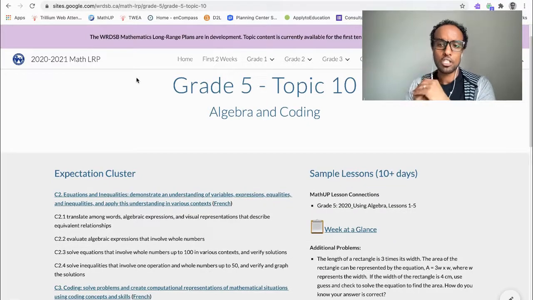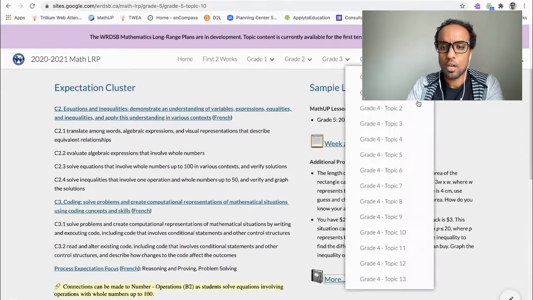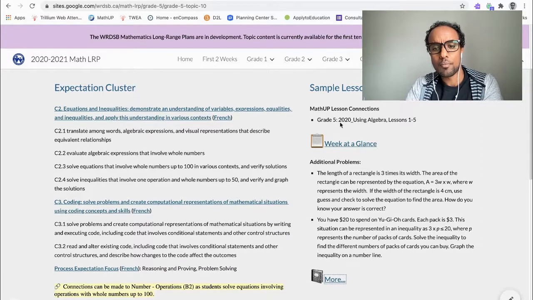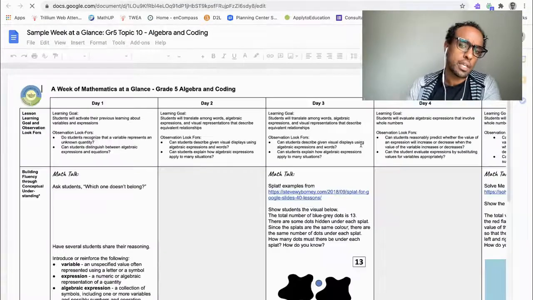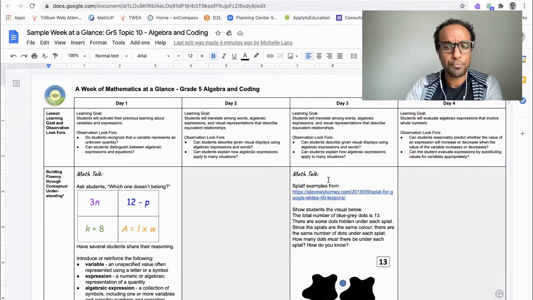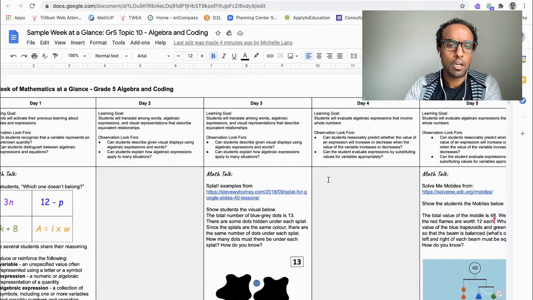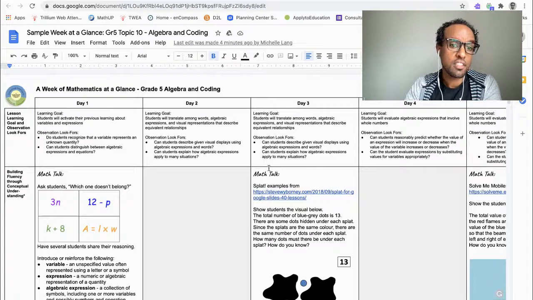Back at the LRP site, I'm just going to take a look at a few highlights of that topic page. We've got our expectation cluster, which we are referencing. We've got the sample lessons that are from Math Up, correlations. We also have a week at a glance here that I'm going to click on and just open up. This is a week at a glance we present to you at our just-in-time sessions. So this is an accessible place that you can get that. Week at a glances are a great way of being introduced to some of the tools that are available to you, but also having some of the help of that being organized for you.